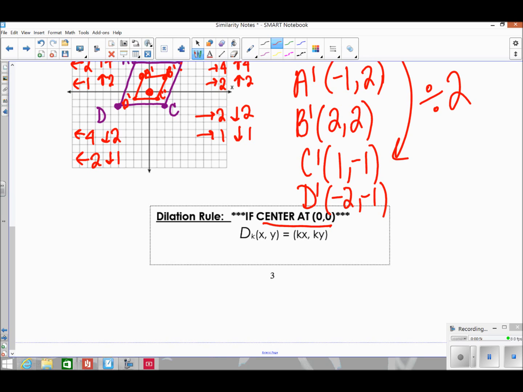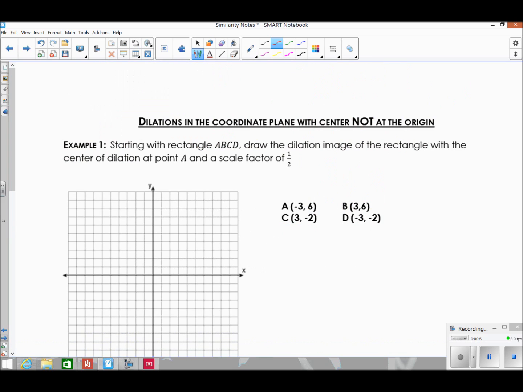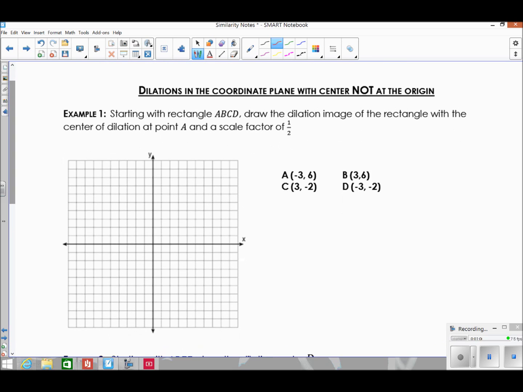So let's look at ones that are not centered at the origin. So on the next page, we're going to start off the same way. Let's start by graphing our original picture. So we have -3, 6. So that's going to be A. We have 3, 6. We have 3, -2. And -3, -2.